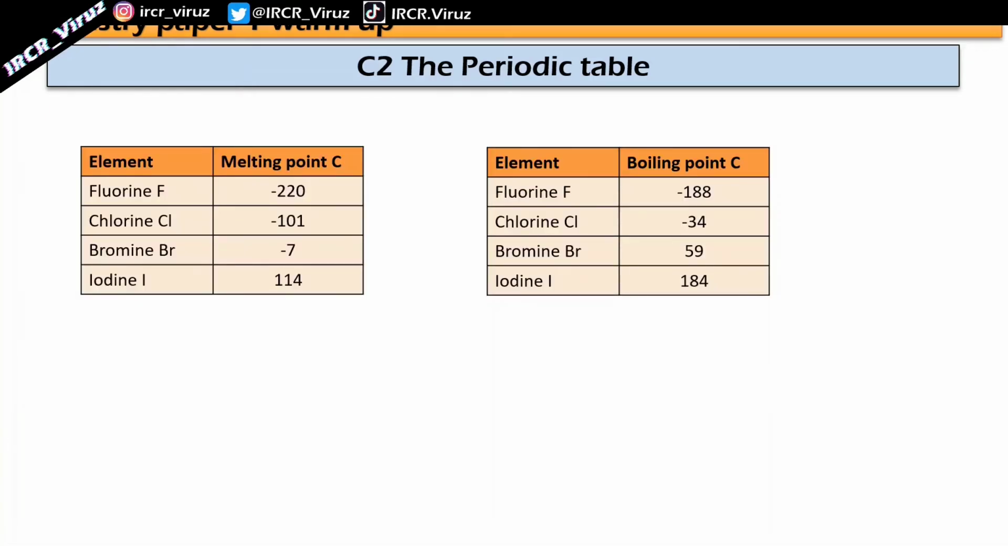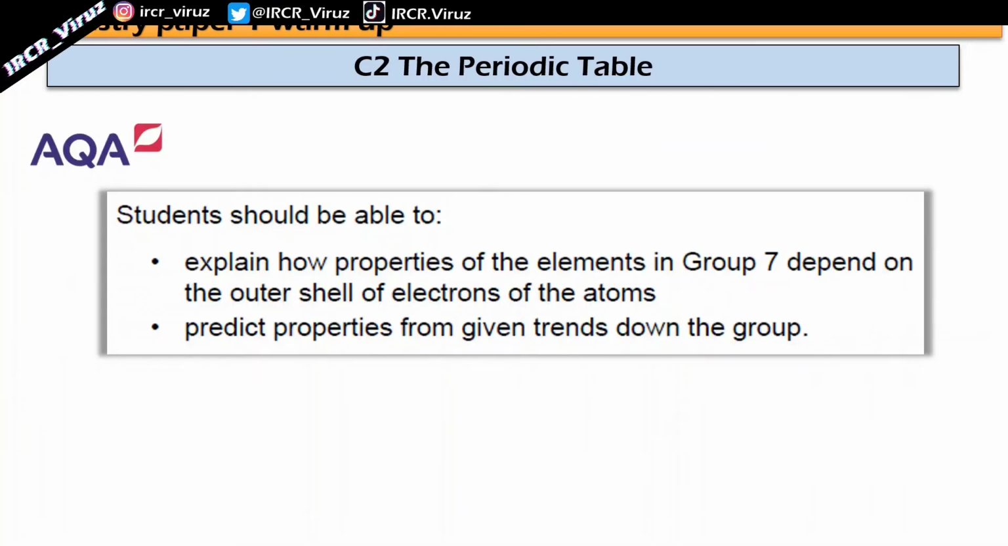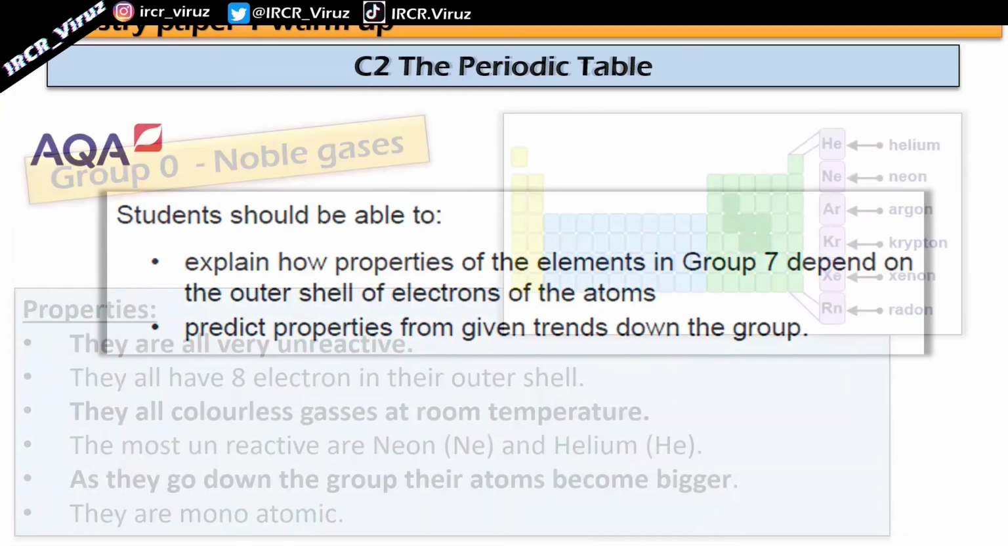So over here we have the melting point and the boiling point of the halogens. Now as you go up the group, the size of the atom decreases and so does the density. However, the melting point and boiling points decrease as well. So students should be able to explain how the properties of elements in group 7 depend on the outer shell of electrons of atoms. Predict properties from given trends going down the group. Again, the same with group 1 elements.